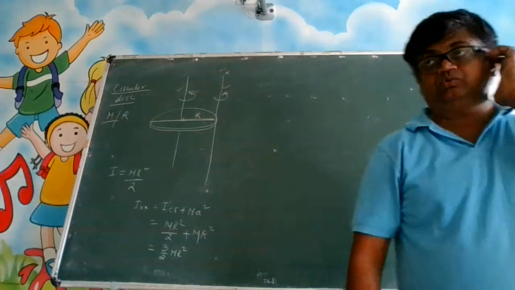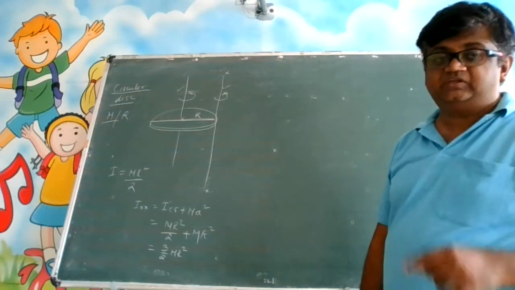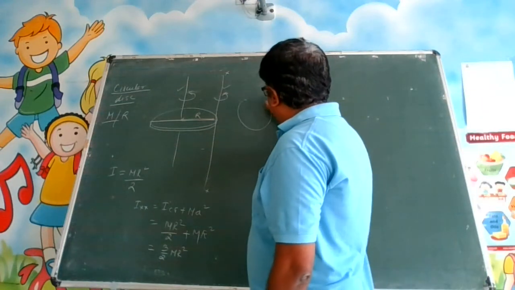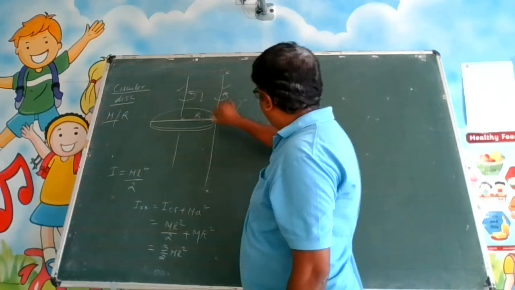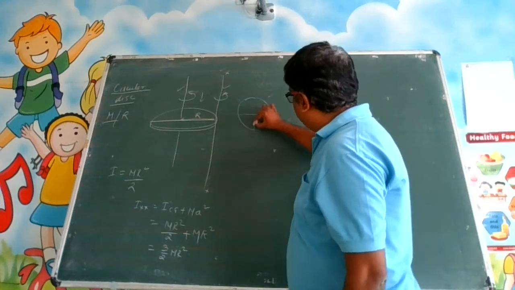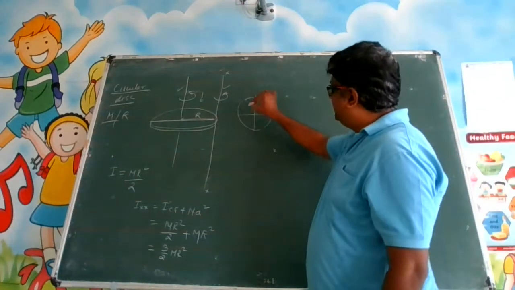How to do that? In this case, we have to use the perpendicular axis theorem, which we learned in the earlier class. See, if I see this disc from the top, it will look like this, isn't it? So take any two diameters which are perpendicular to each other. This is diameter 1, this is diameter 2.